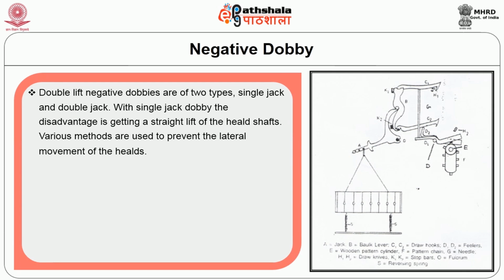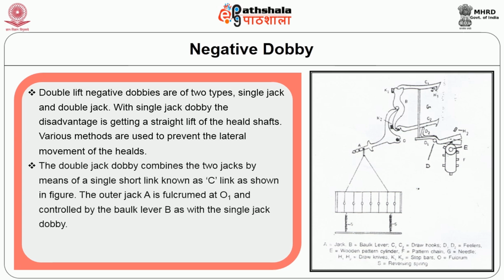So double lift negative Dobbies are of two types, single jack and double jack. With single jack, the disadvantage is getting a straight lift of the heel shaft. Various methods are used to prevent the lateral movement of the heels. The double jack Dobby combines the two jacks by means of a short link called a C link, as shown in figure.